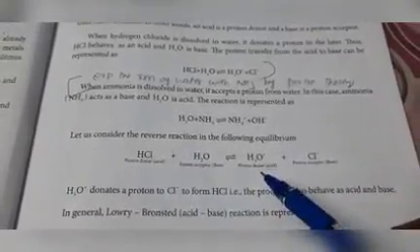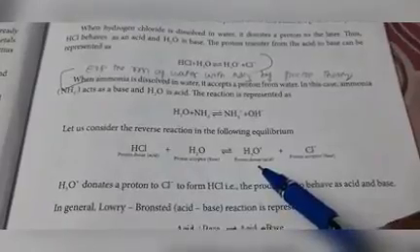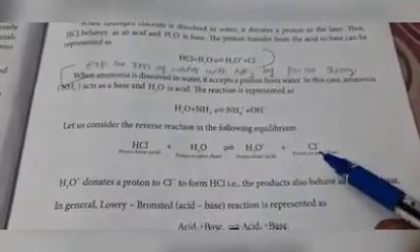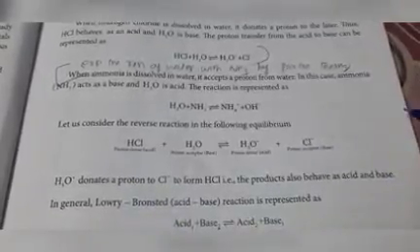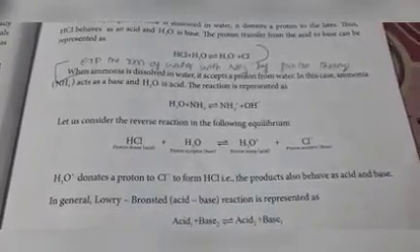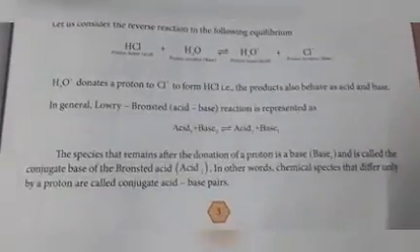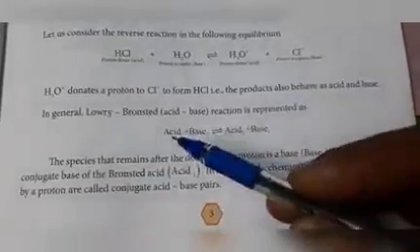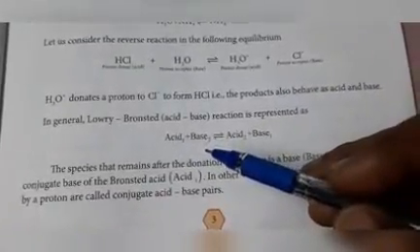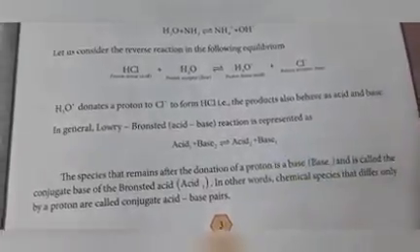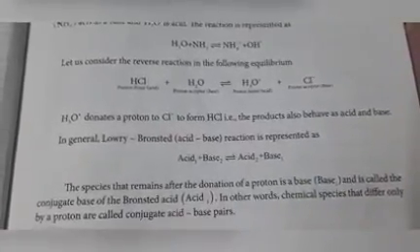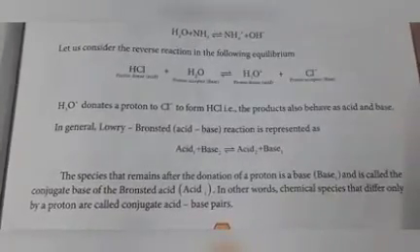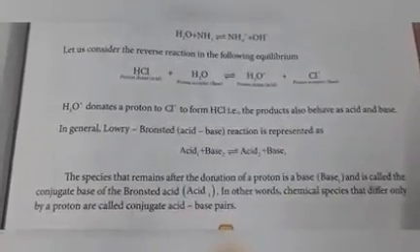So, H3O+ donates a proton to Cl- to form HCl. So, the product also behaves as an acid and a base. In general, a Lowry-Bronsted reaction is represented as acid 1 reacts with base 2 to give acid 2 plus base 1. The species that remains after the donation of a proton is a base.